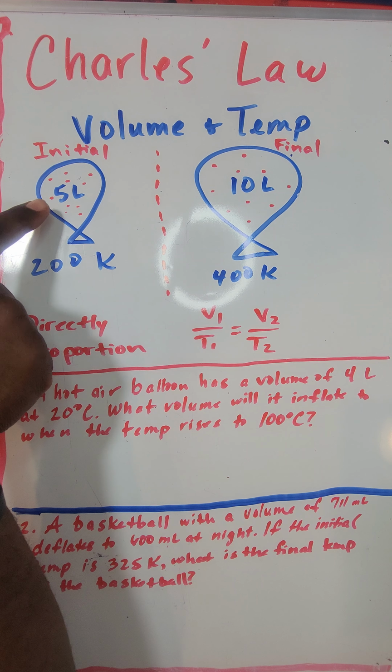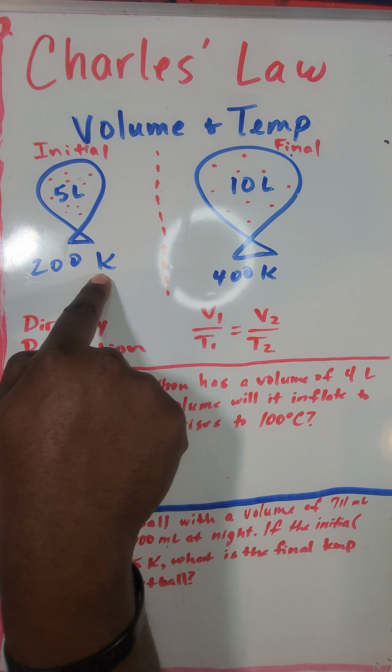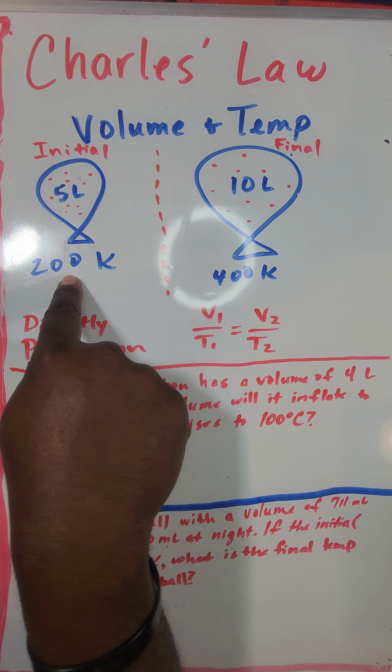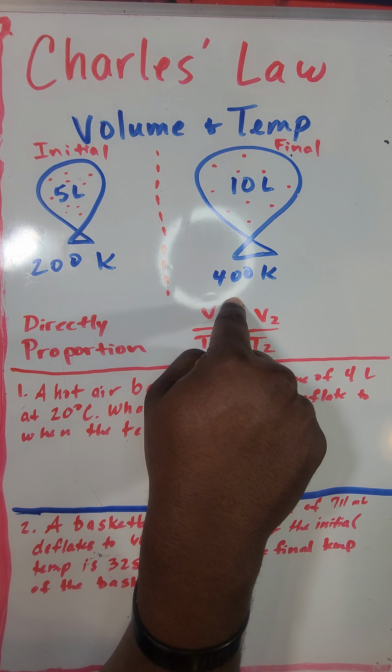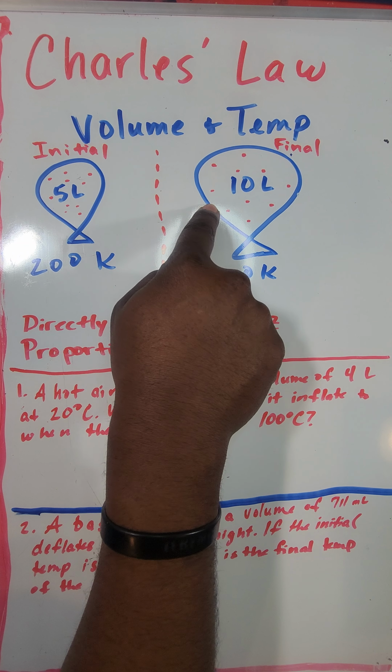Okay. So initially we have this balloon. The balloon has a volume of 5 liters and the temperature is 200 Kelvin, right? So now this is the before. Now what we're saying is if we change the temperature from 200 Kelvin to 400 Kelvin, right? Then according to Charles' law, we know that the volume is also going to increase.